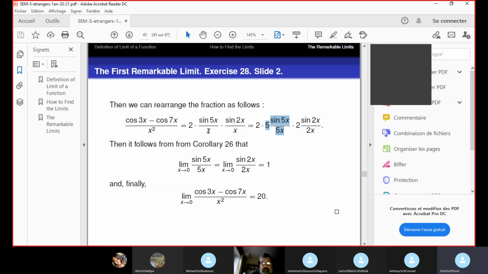Yes, I agree. So same thing for the second term. I write sine 2x over x as 2 multiplied by sine 2x over 2x. Then our corollary says that the limit of sine 5x over 5x is 1, sine 2x over 2x is also 1. Then, if I take the limit as x goes to 0 of my initial fraction, here I have 2 multiplied by 5 multiplied by 2. So the limit will be 20. Agree?